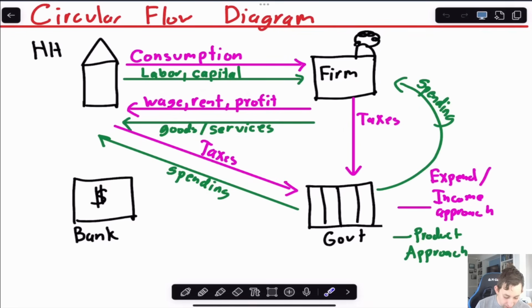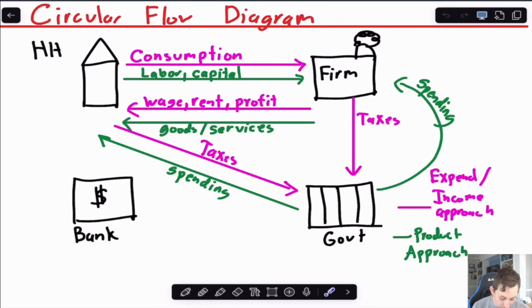Now, both firms and households are going to send taxes to the government. What taxes are going to do is they're going to be turned around by the government, and the government is going to spend. They're either going to send households transfer payments, or they're going to give money to firms for things like government projects, like roads and such things like that.